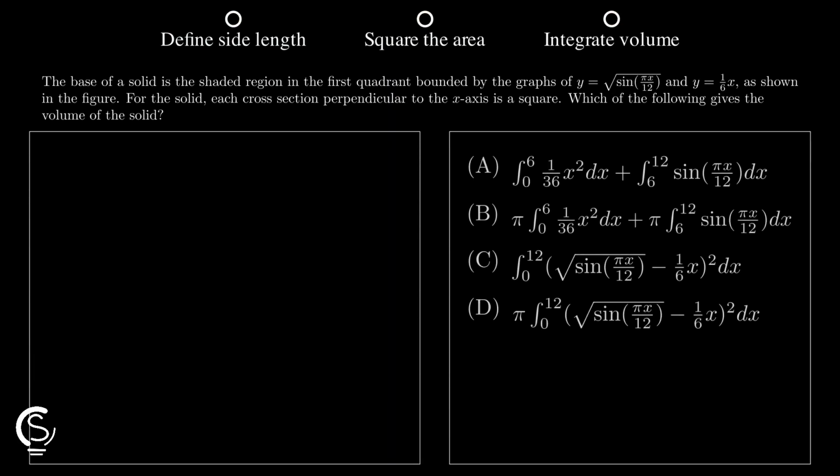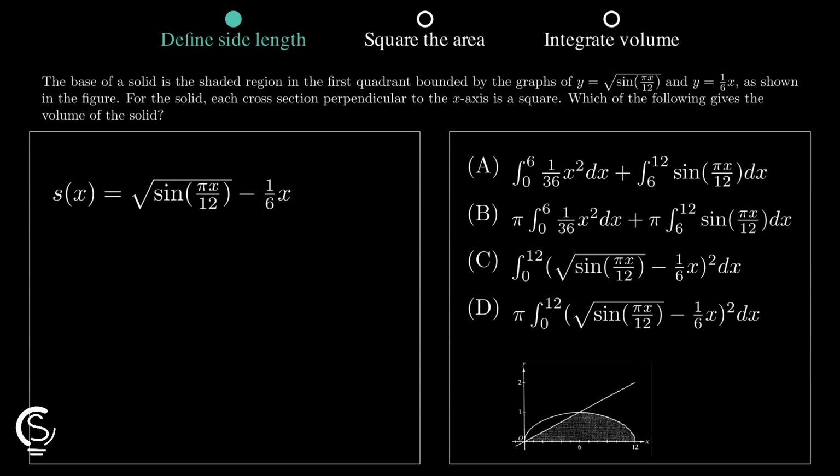The side length of each square cross-section is the vertical distance between the upper curve and the lower line. Subtract the lower function from the upper function to define this.